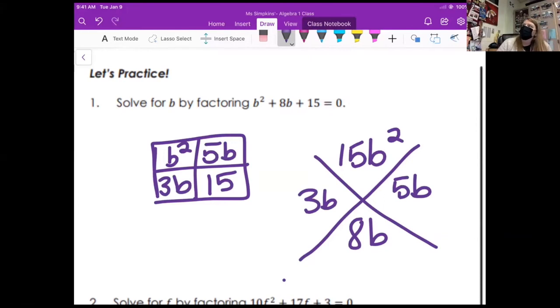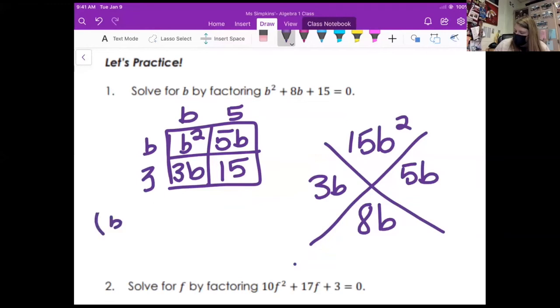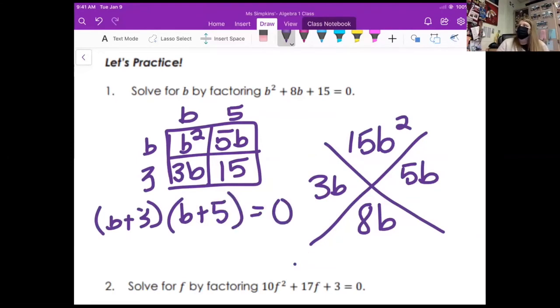So if we look at the top row, what's the greatest common factor of 3B and 5, or sorry, B squared and 5B? B. So B times what equals B squared? B. B times what equals 5B? And then B times 3 would give us 3B. And then to make sure, 3 times 5 equals 15. So that gives us our 2 factors of B plus 3 and B plus 5. But now we added this extra part that says it equals 0.